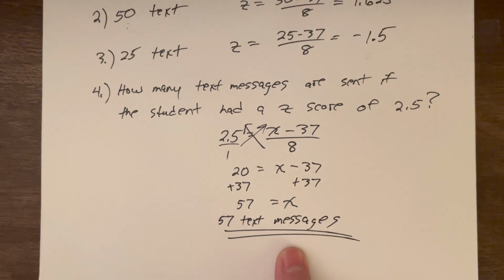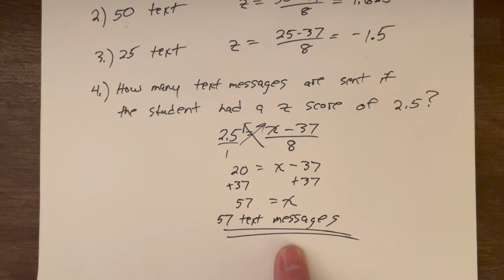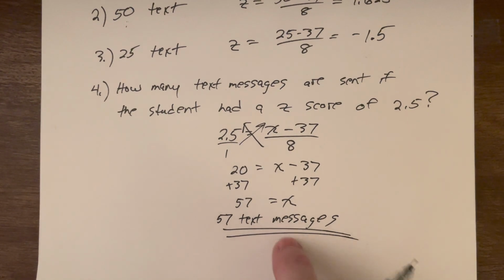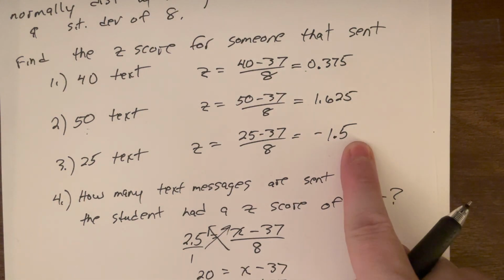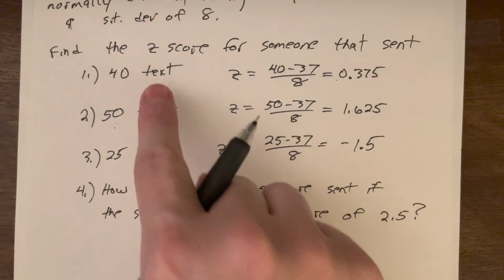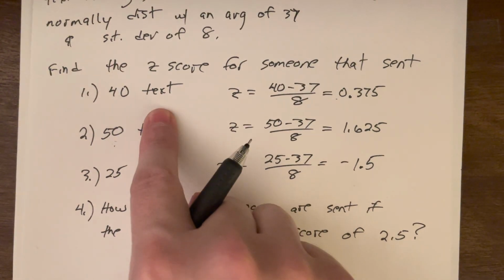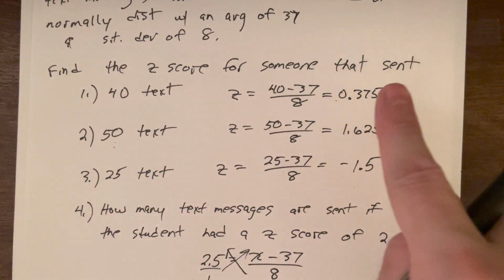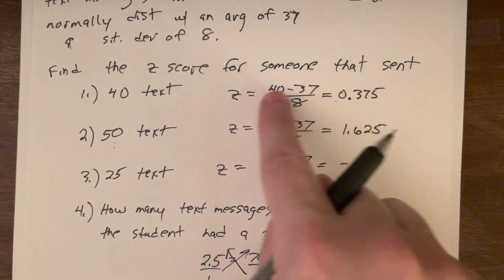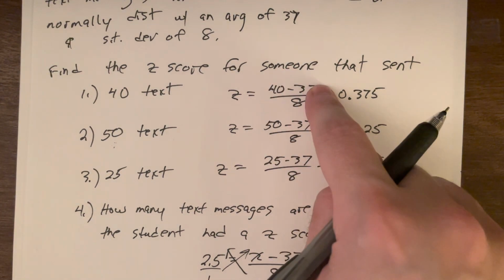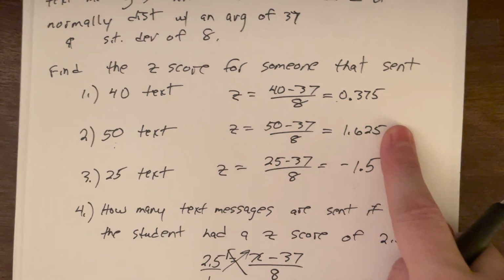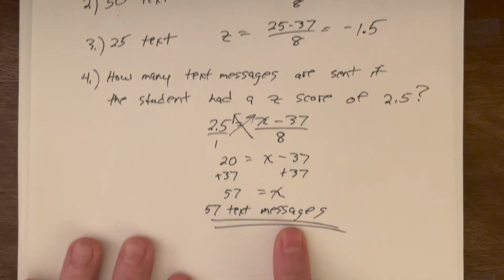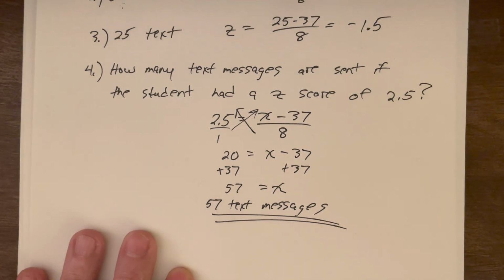So easy to forget the units, everybody, and lose a silly point on a problem for just forgetting something that simple. Z-scores, unitless. That's all there is to it. Doesn't matter if these are text messages or minutes or dollars. When you do this, all the units would cancel. Dollars minus dollars divided by dollars, the units have canceled. So z is unitless, but if you solve for x, you still have units.